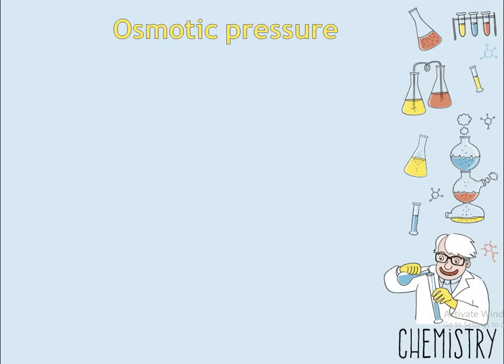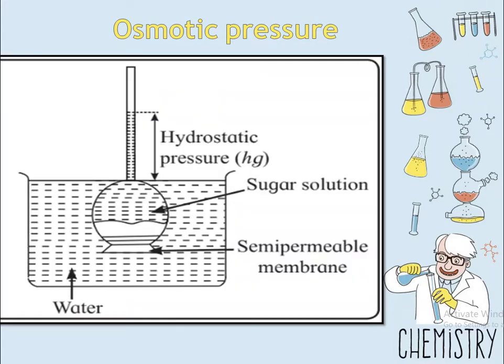Osmotic pressure. Let us understand with the help of this experiment. This is a container in which there is water, and this is a long stem thistle funnel which is inverted in this container. The mouth of this thistle funnel is closed by a semi-permeable membrane. In this funnel, there is a sucrose solution or sugar solution filled.